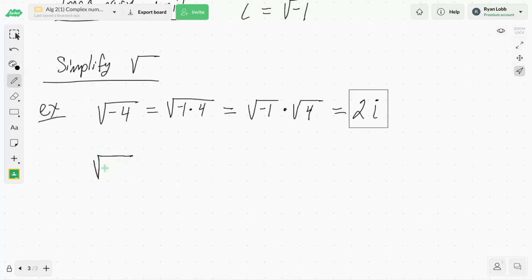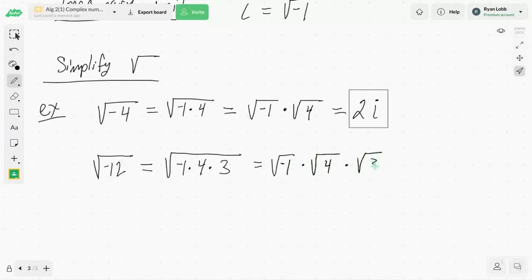Simplify the square root of negative 12. Just like we did before when we were simplifying square roots, we start to think, what are perfect square factors of 12? What divides evenly into 12 that's a perfect square? Well, I have the square root of negative 1 times 4 times 3. And I could write all this out. I'm just writing it out so you can see this is the square root of negative 1 times the square root of 4 times the square root of 3.